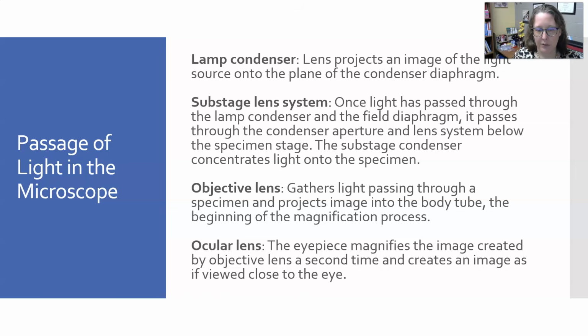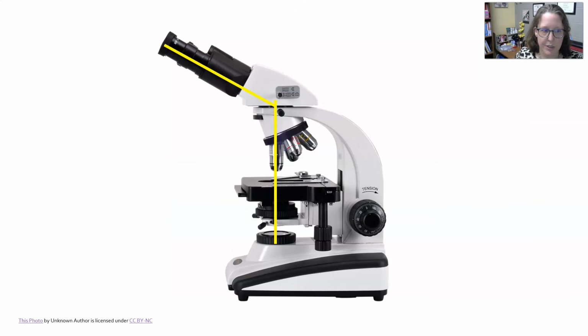And then the ocular lens is the eyepiece, and it magnifies the image that was created by the objective lens a second time. Usually it's 10x, so 10 times more, and creates an image as if close to the eye. And you just have to know that that is a mirror image, a flipped image.